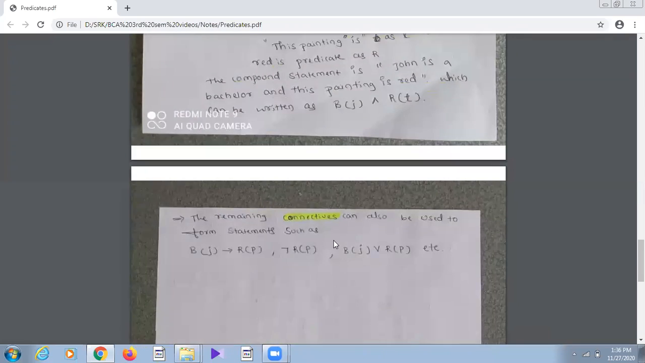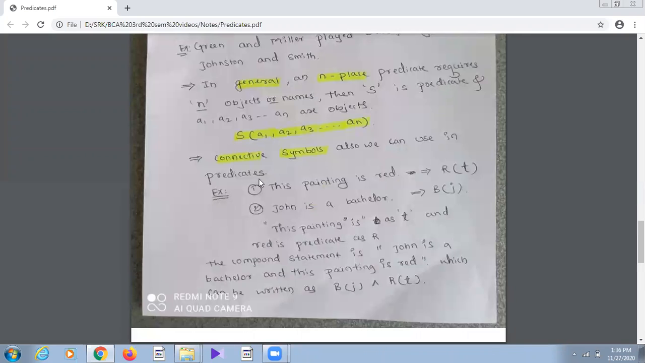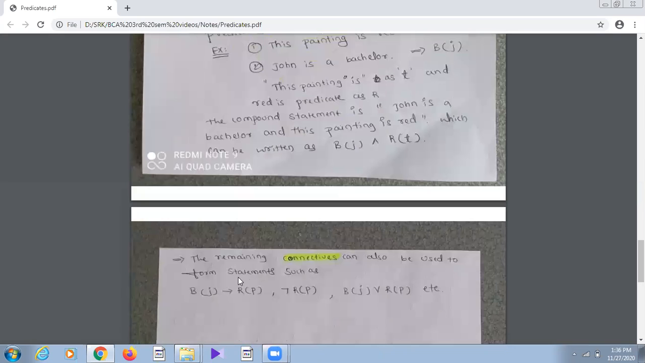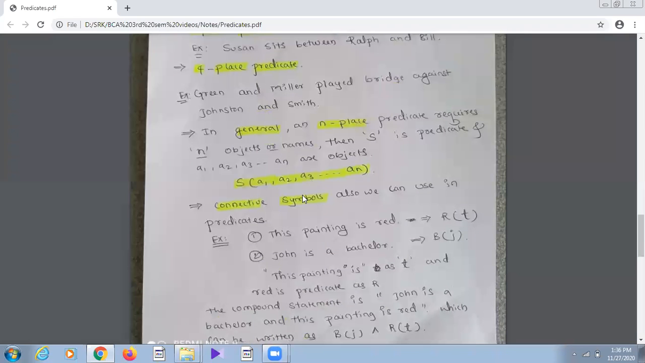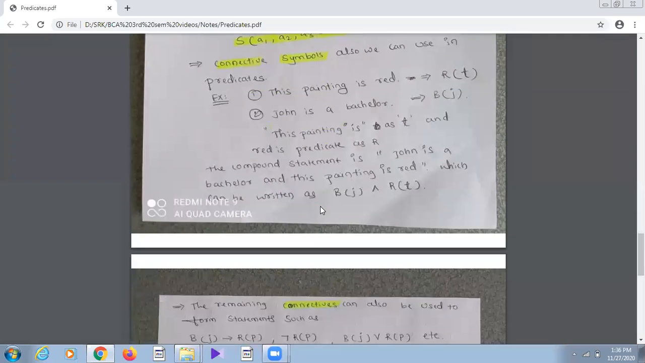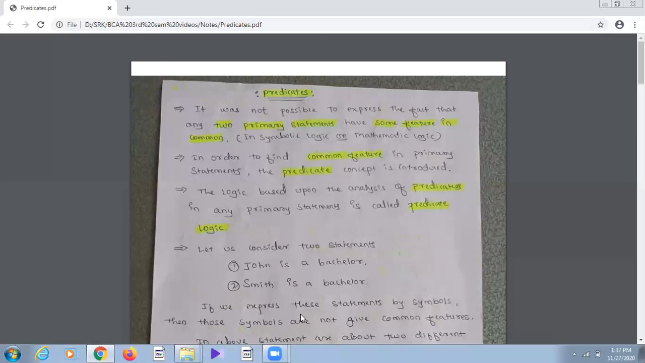And how do we use connective symbols in the predicate? Using the connective symbols, conjunction, disjunction, conditional, biconditional, you can use these in the predicate also. So this is all about predicates. Write it in the DMS notebook.